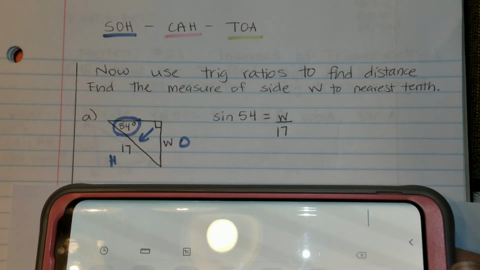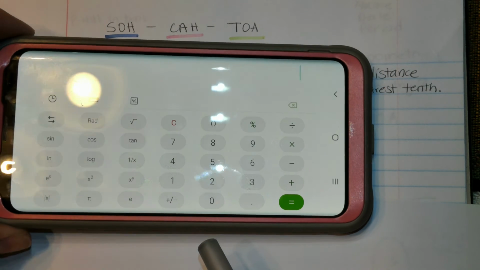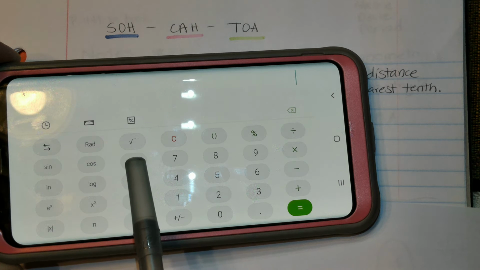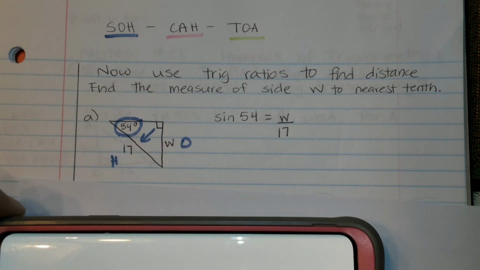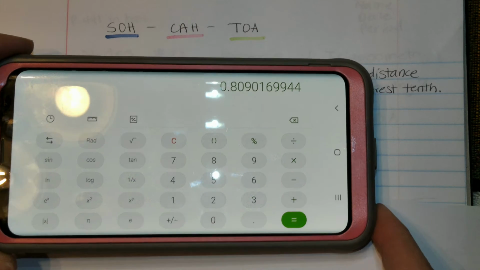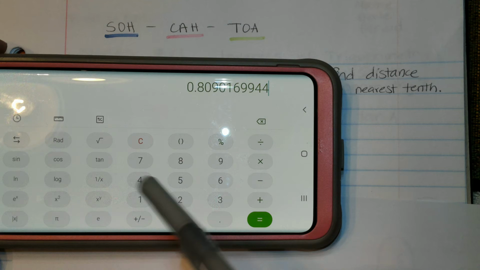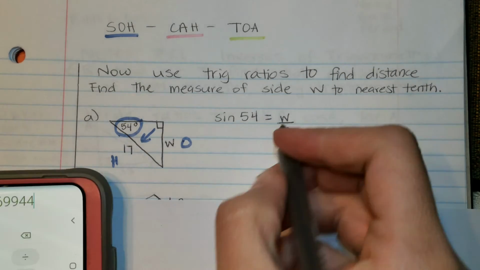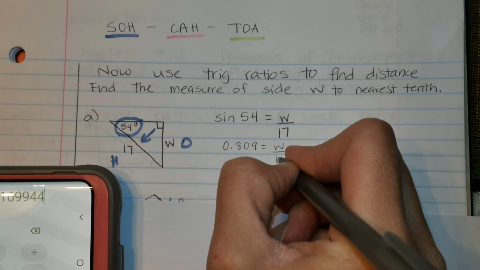So notice that you do have buttons for sine, cosine, and tangent. So we will be using those today. So I basically just have to put sine 54, and then I can put that value in for sine 54. So it's 0.809. I'm going to just round it to the thousandths place. So 0.809. 0.809 equals W over 17.